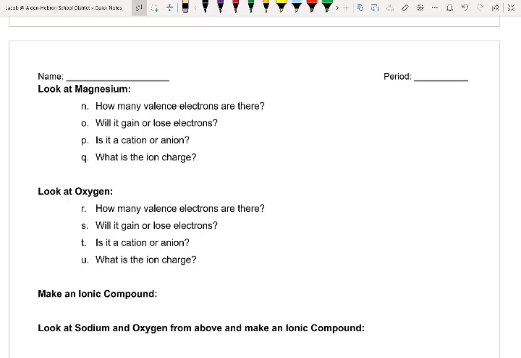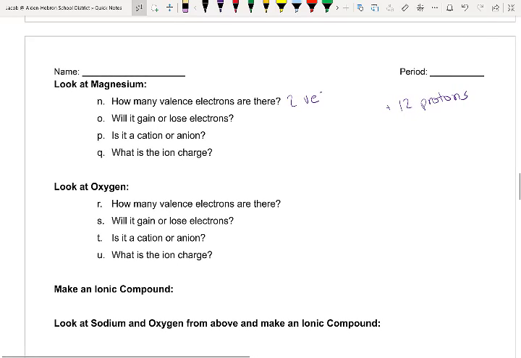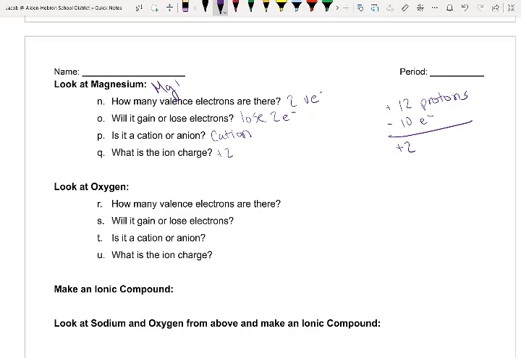Okay, so look at magnesium. Magnesium has 12 protons. It's in that second column, so it is going to have 2 valence electrons. Because it is only 2, it's going to want to lose them. Because it's losing them and becoming positive, it would be a cation. So if we're losing 2, that means we're going to end up with 10, which means it's a +2 charge. So here, magnesium, +2.